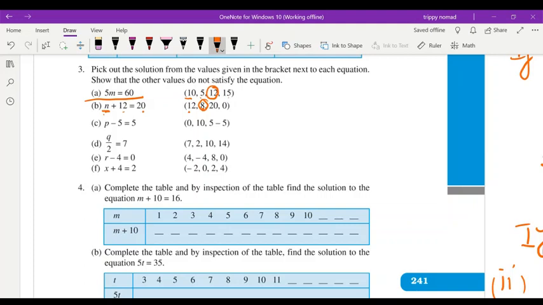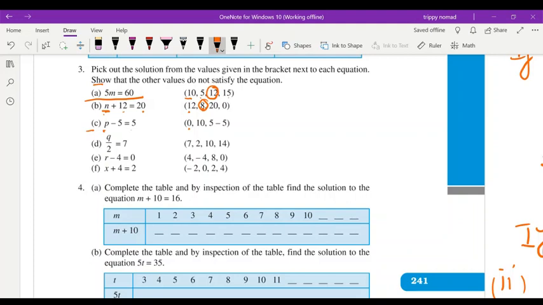But you have to show, because they asked to show that the other values do not satisfy the equation. So as I have done for the first sum, you will do for the other remaining sums. But I am giving you a simple explanation by oral method. You see here, p minus 5. At the place of p, first you will put 0, then what answer will you get? Minus 5 is equal to 5.